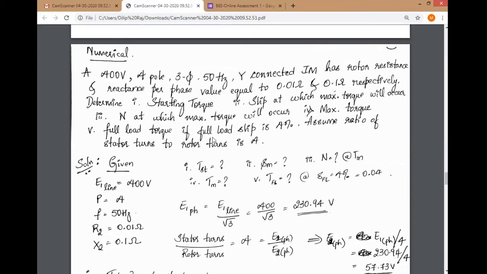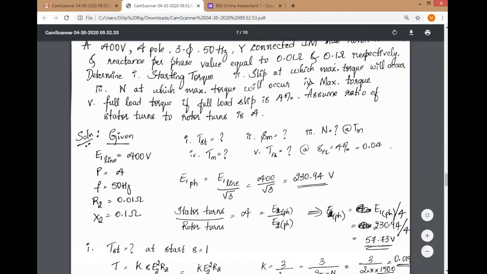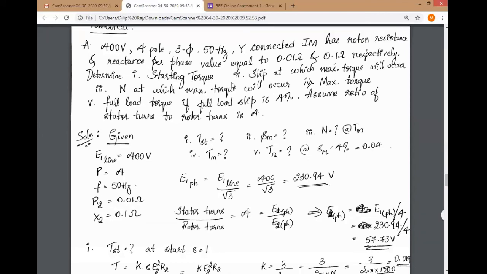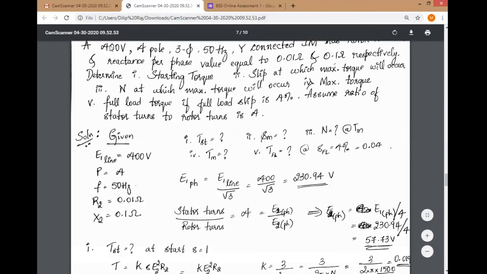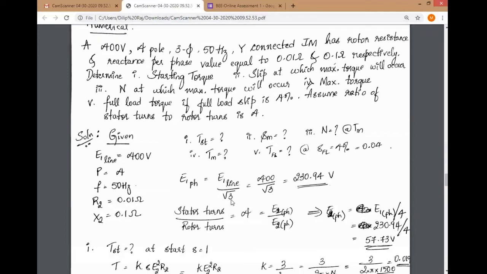The first one is the starting torque. Always remember that the values of resistance and reactance are with respect to phase. So if you are using the voltage, you have to convert the value given in terms of line into phase. So the first step should be to convert this given stator line voltage into phase voltage, that is, divide the line voltage by √3. One more data is given: assume the ratio of stator turns to rotor turns as 4.